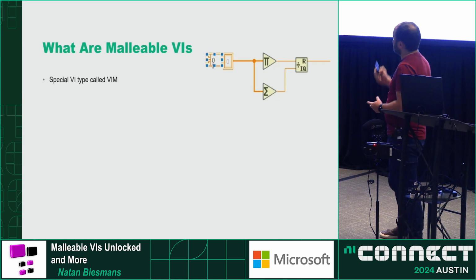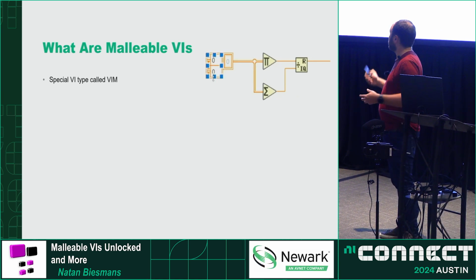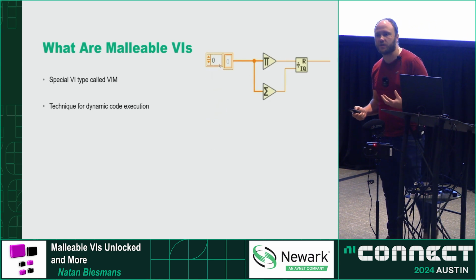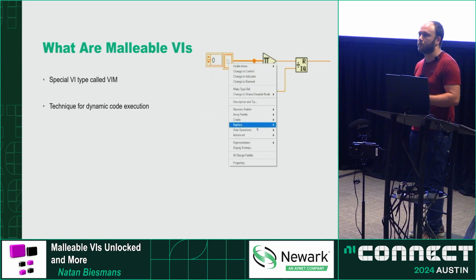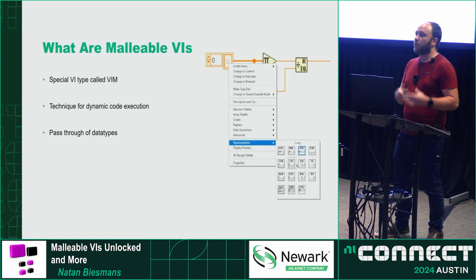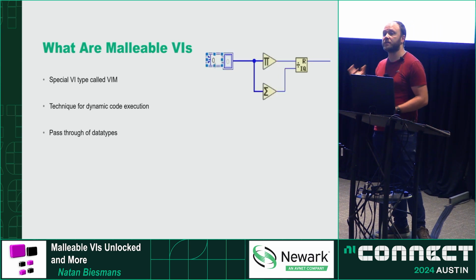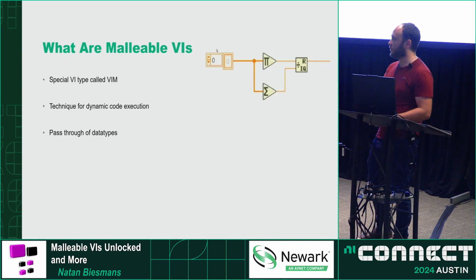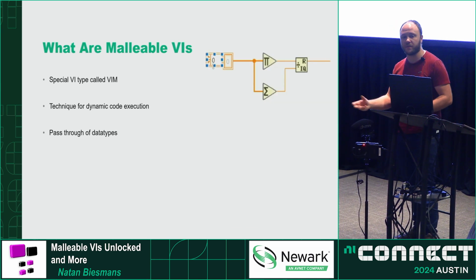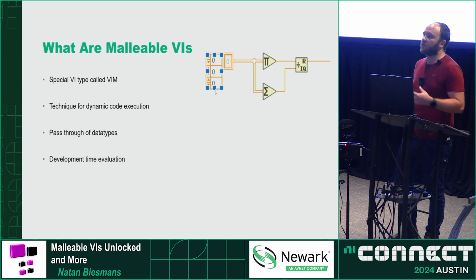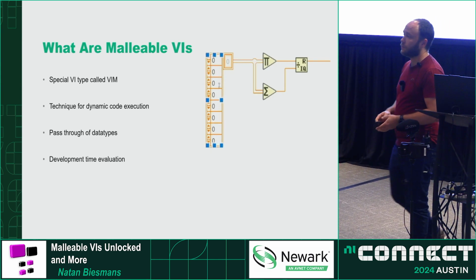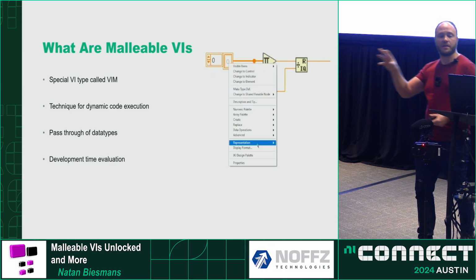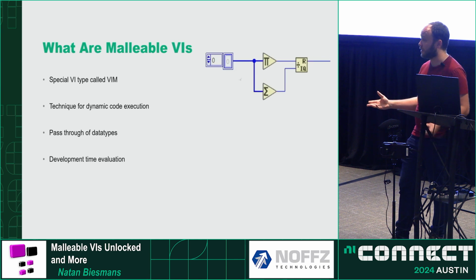So Malleable VIs are a special type of VI with the extension VIM. They're a great way for dynamic code execution, so changing the behavior based on certain conditions. They pass through the data types as if the contents of the Malleable VI is just on the block diagram. So it's not like a normal function where it tries to coerce the data type into a specific value. It provides development time evaluation due to this. If you change the data type, it will just be passed through to the contents of the Malleable VI, and it will tell you, well, I could evaluate it, yes or no.